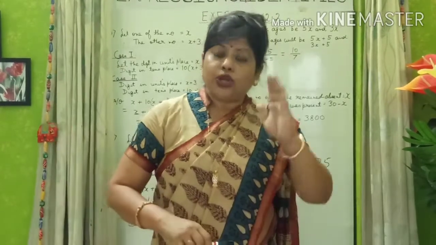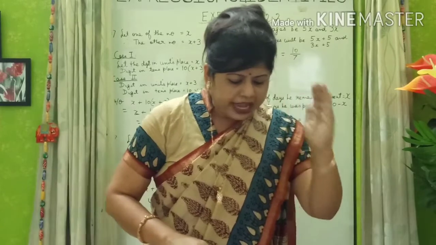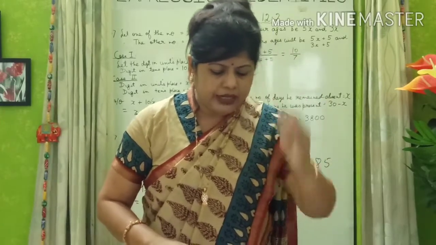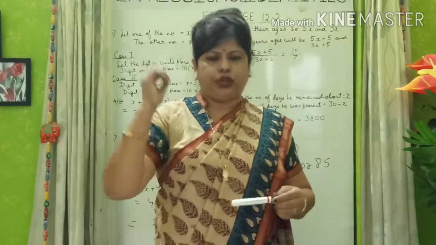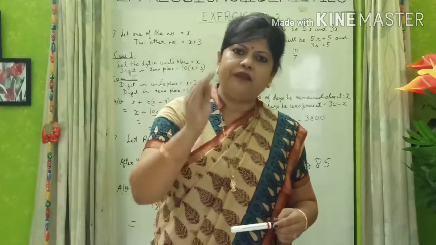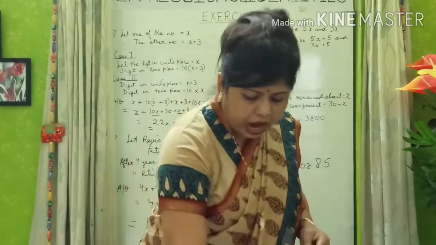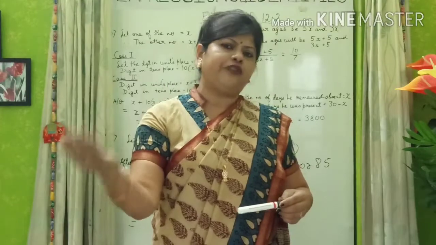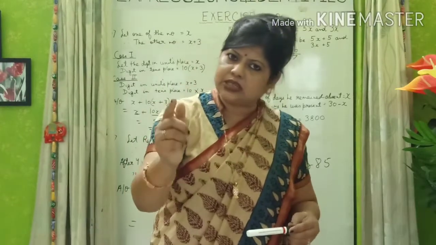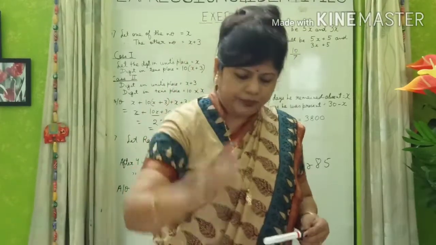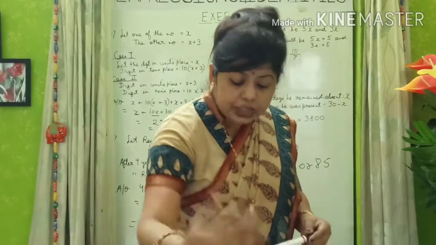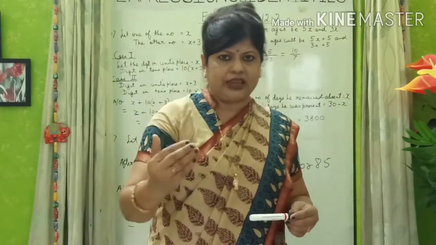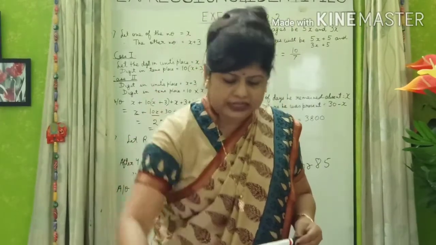Straight away we come to question number 14. Question number 14 says, the ages of Sona and Sonali are in the ratio 5:3. So let their ages be 5x and 3x. After 5 years hence, 5x plus 5, 3x plus 5. What will it become? The ratio will become 10:7, that means the ratio will become 10/7.